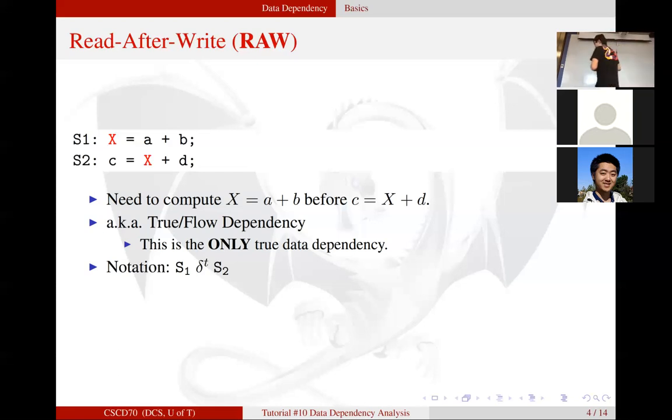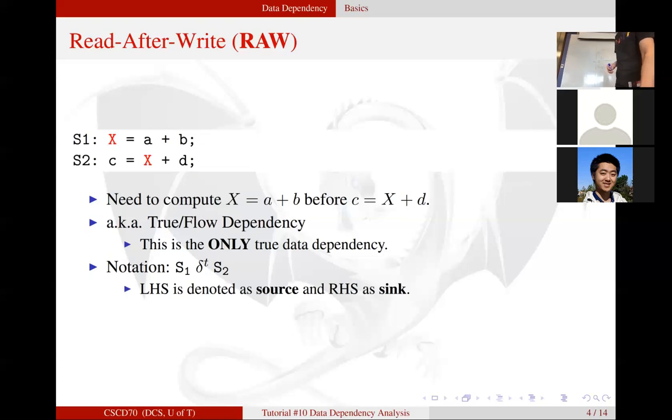And the notation of it is that we'll be stating that the first instruction, S1, is delta T, where this T stands for true, S2. So what can we notice from this notation? Well, our observation is that the left-hand side of this notation is denoted as the source, and the right-hand side is denoted as the sink.